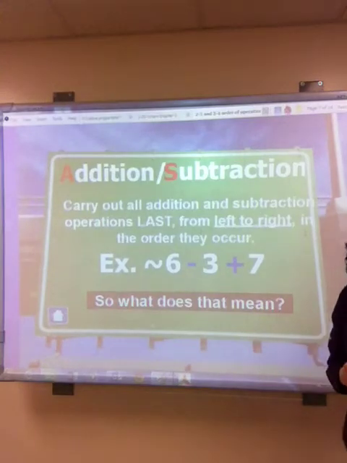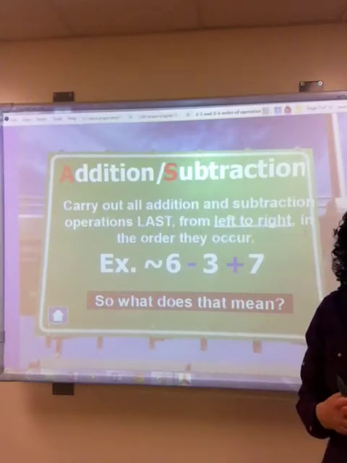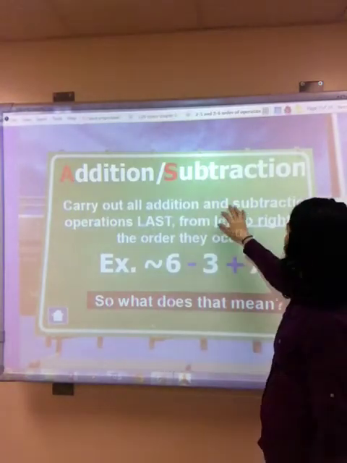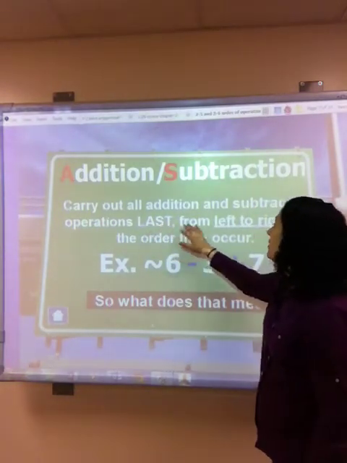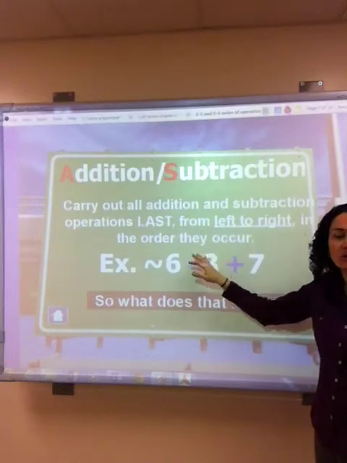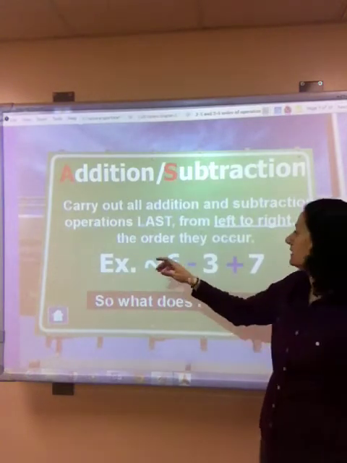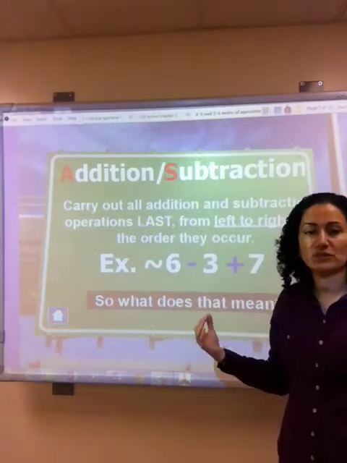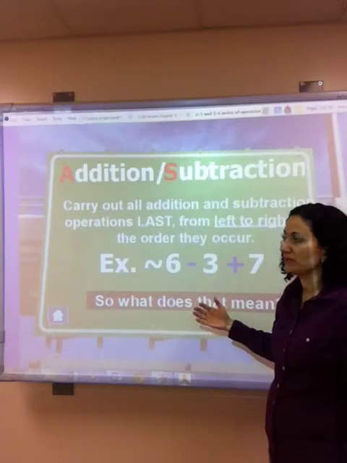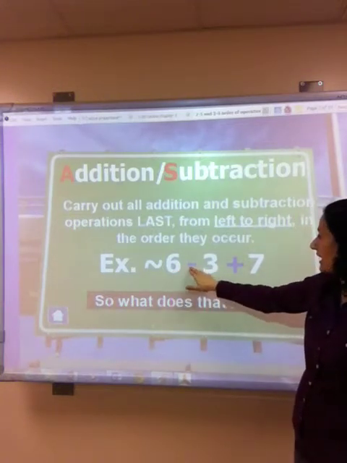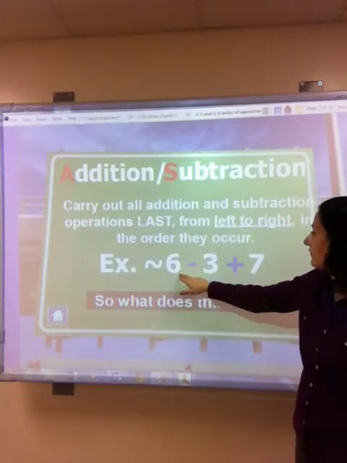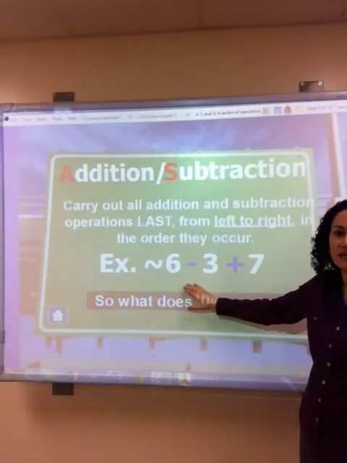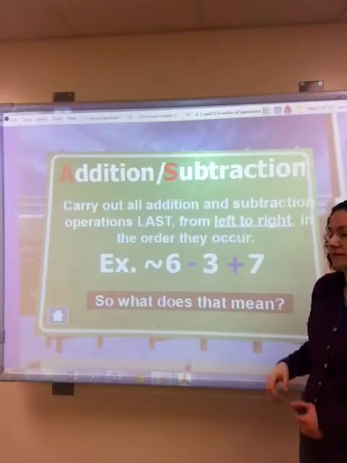The last and least important operations in any expression are going to involve addition and subtraction. Carry out all addition and subtraction operations last from left to right in the order in which they occur. Just like how we read from left to right, you perform math from left to right as well when following the order of operations. Since we see subtraction first, we do that first, and then we do the addition. In this case, we would do 6 minus 3 and get 3, then add 7 to get 10.